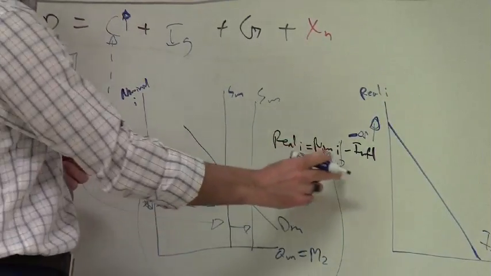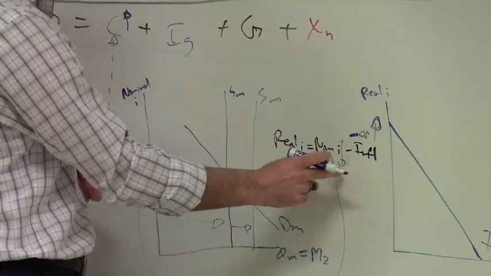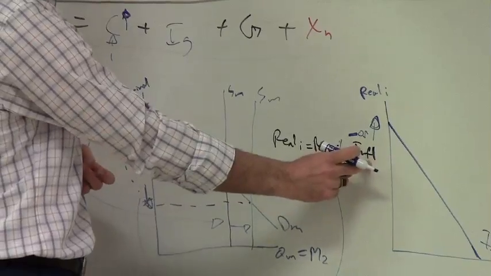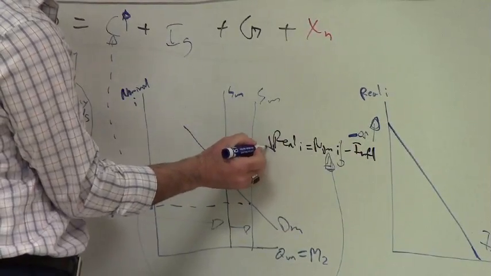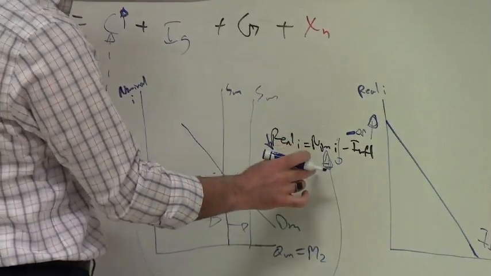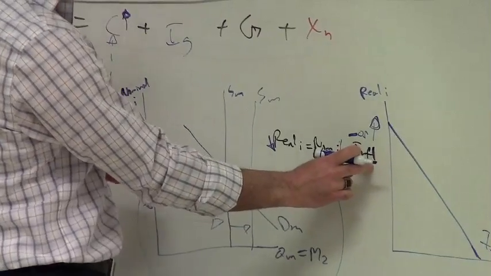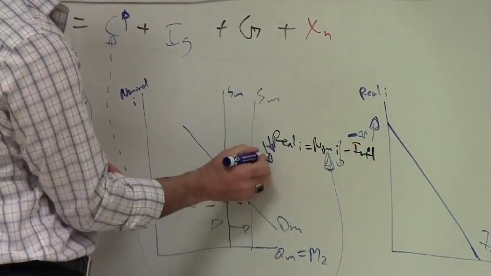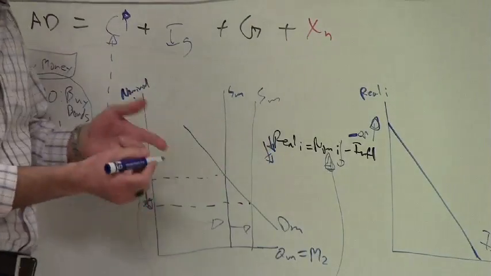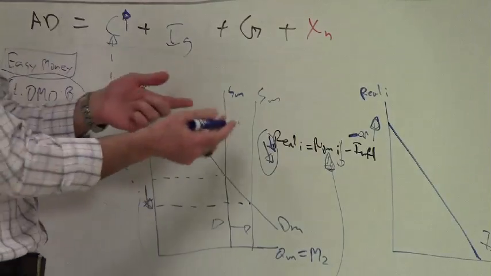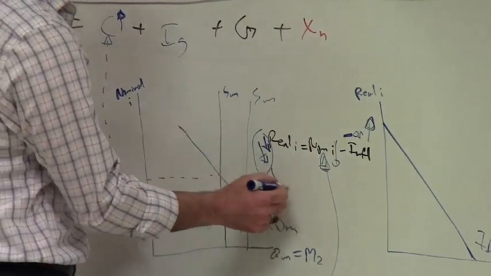Now the nominal interest rate decreases, and inflation stays the same. Well, if this number decreases but this number stays the same, smaller number minus the same number, that means the real interest rate decreases. If the nominal interest rate decreases and inflation goes up, smaller number minus larger number, the real interest rate is going to decrease even further. At this point, we really don't care how much it decreases. We just need to know, does it decrease or increase? And we definitely know that the real interest rate is going to decrease.